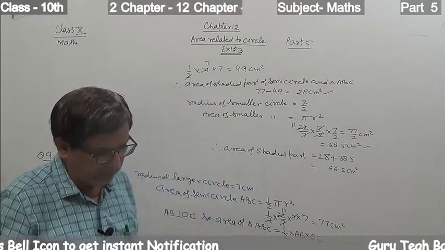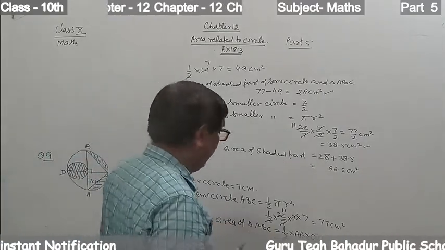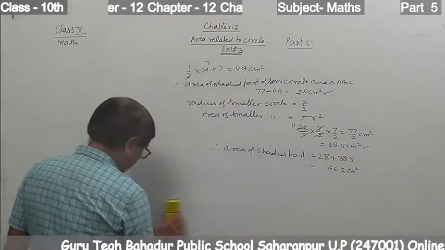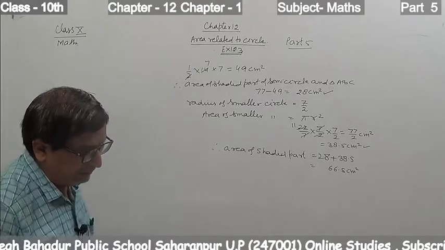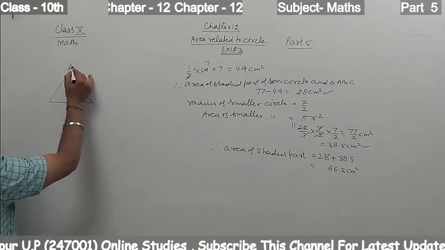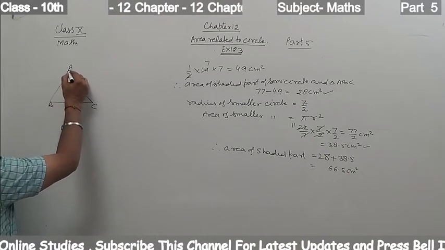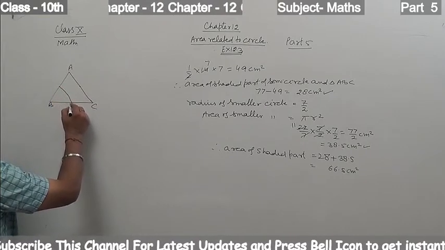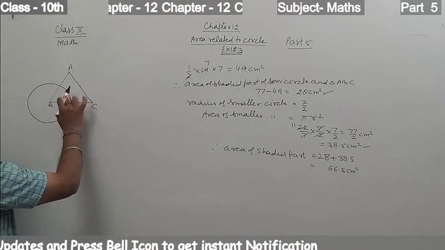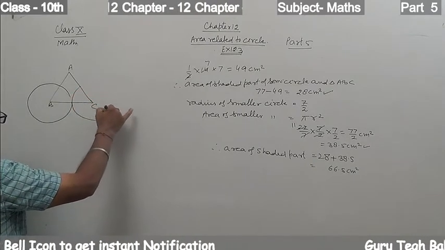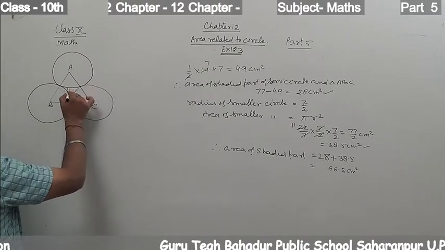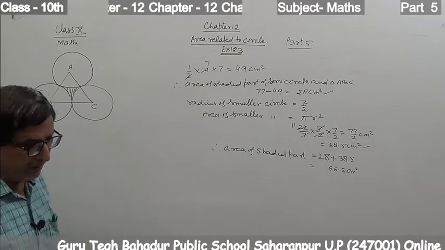Now see question number 10. This is the equilateral triangle ABC, at each vertex circles are drawn the same way, and this is the shaded part. You find out the area of this shaded part.